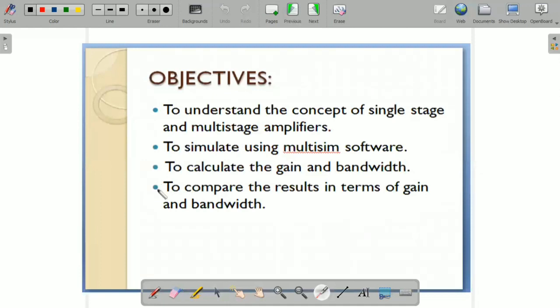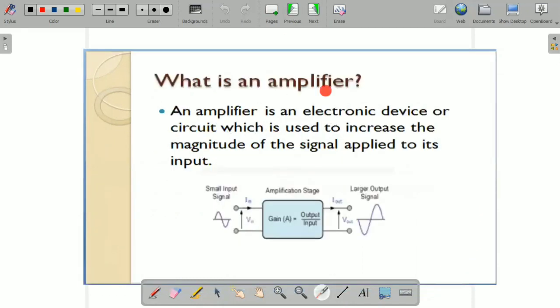Finally, to compare the results in terms of gain and bandwidth. Before simulating using Multisim software, we will have some basic ideas about the concept. What is an amplifier? An amplifier is an electronic device or circuit which is used to increase the magnitude of the signal applied to its input.